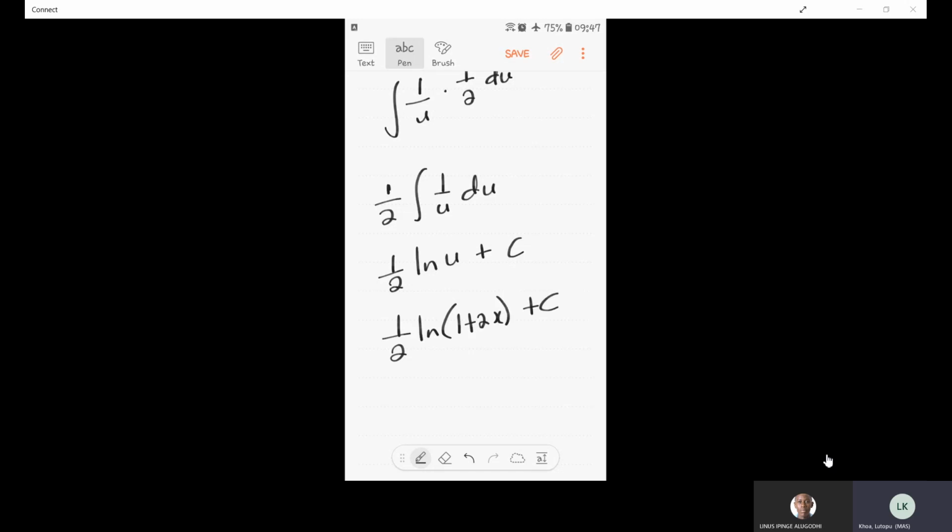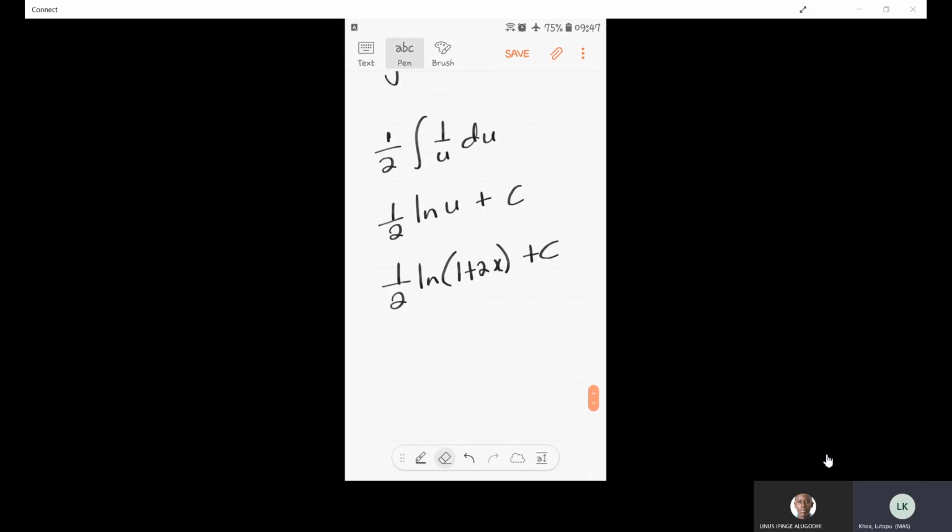So again, a quick differentiation of this. We see that ln of 1 plus 2x, when I differentiate it, I get 1 over 1 plus 2x multiplied by 2. The 2 will cancel with this half. Then I'll just be left with 1 over 1 plus 2x. The derivative of c is 0.